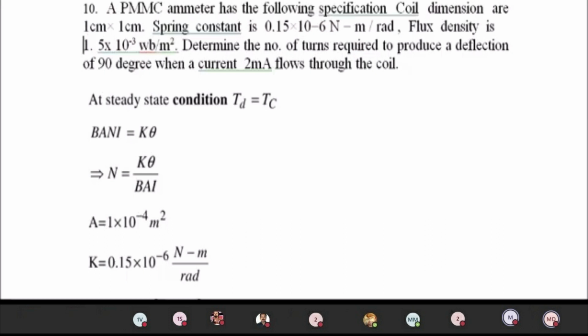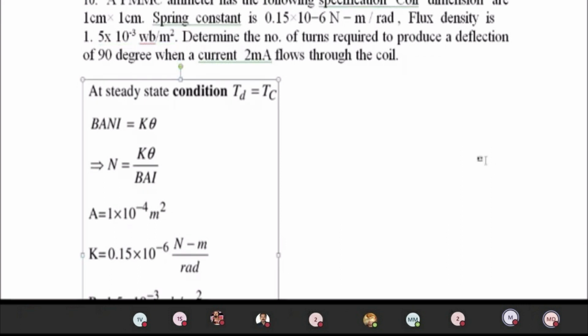Here the data are given: area is given, spring constant is given in radians, flux density as usual in Weber per meter square, and the deflection angle has been given in degrees. Here one thing we have to note: the spring constant is in radian and the deflection angle is in degrees. So these two key points you have to note down, and while doing calculations you have to remember it. Now how to solve this? Determine the number of turns required to produce a deflection of 90 degrees when a current of 2 milliampere flows through the coil. The current is also given.